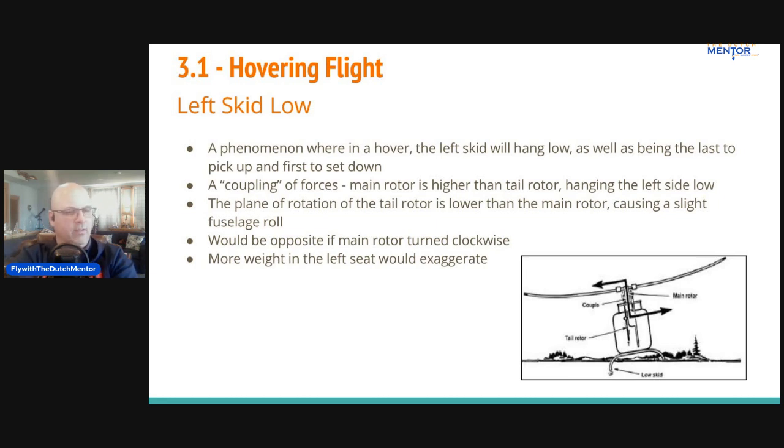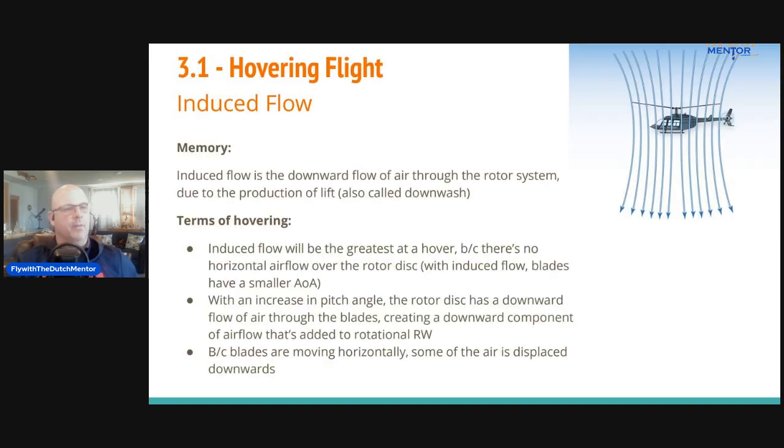So how do we correct that? Well, as we are starting to create lift, we just need to have a little bit more right cyclic so we can wait until the total lift component is in play and we can come up straight, or we make small adjustments as we go into an in-ground effect hover.